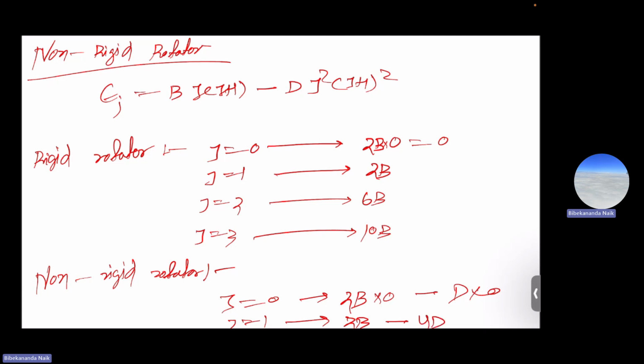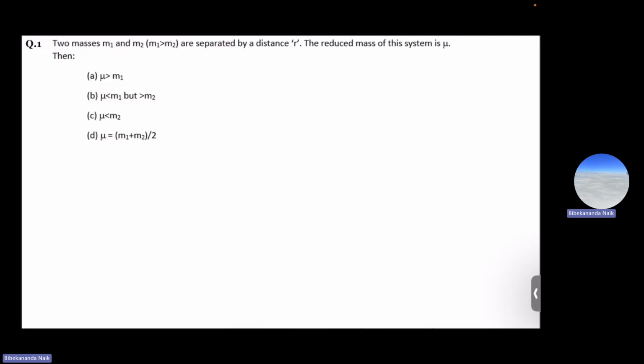So the energy levels are again different. So the spectra will also be different. So we will discuss this concept in more detail when we solve the problem. So now let's start with solving the problems of today's interaction session.